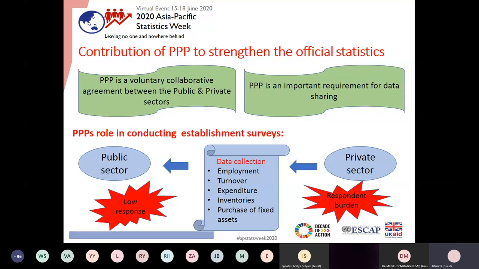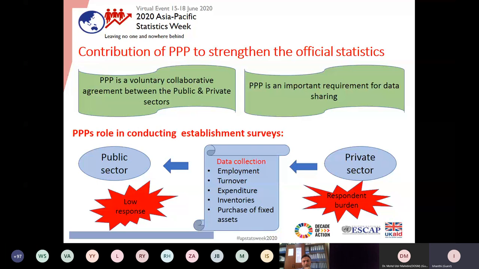Conducting an establishment survey is harder and more challenging than a household survey. Why? It is because we are trying to collect the most confidential and sensitive data that the business entity has. We usually collect information on employment, turnover, expenditure, inventories, etc. Usually a business entity does not reveal this type of information to a third party unless there is a prior agreement. From the point of view of the NSO, we face the issue of low response in this case.